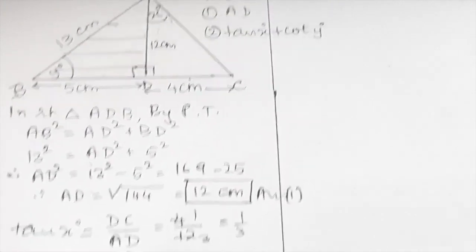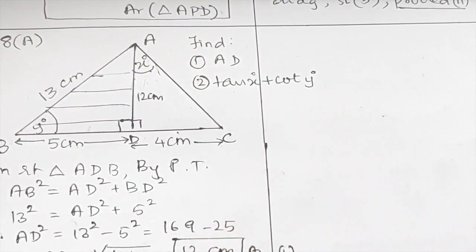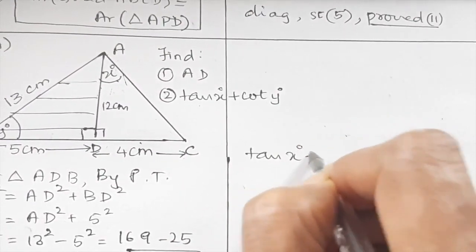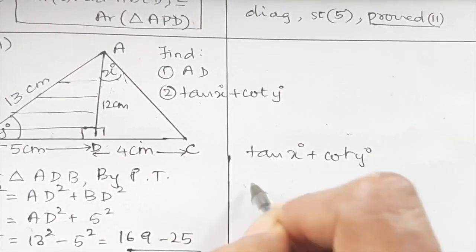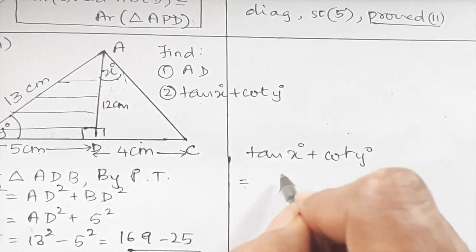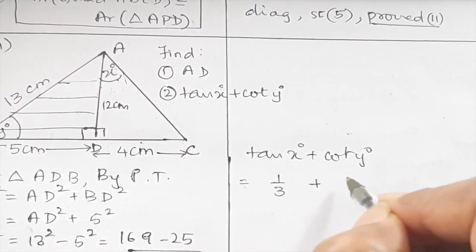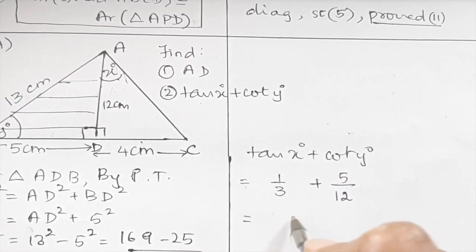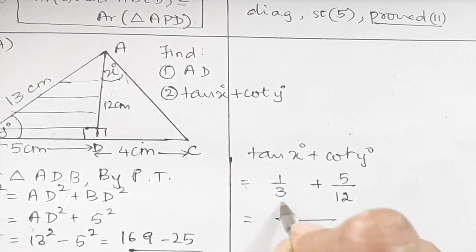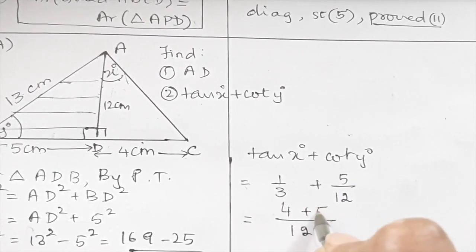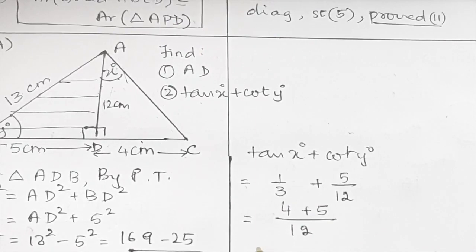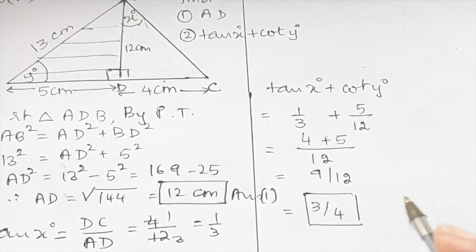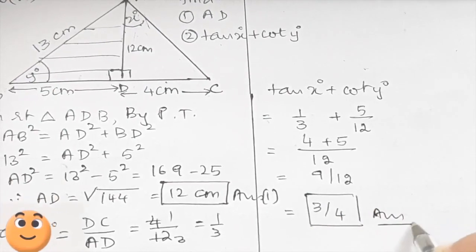Now we are asked to find tan x plus cot y. So we will write it on this side. Tan x degrees plus cot y degrees will be equal to tan x value we had got as 1 upon 3 plus this 5 upon 12. So we will take the LCM, which is 12. So 3 fours are 12 and 12 ones. So here it will be like so. And we will get 9 upon 12, which is 3 upon 4. And that is our answer.